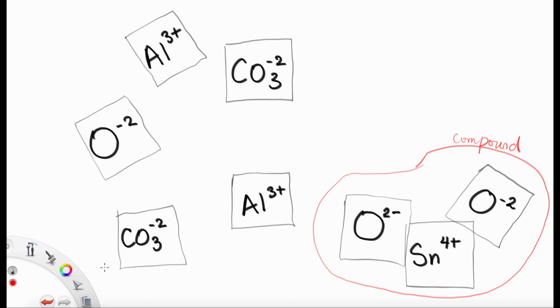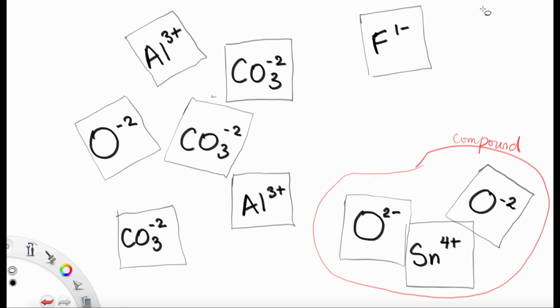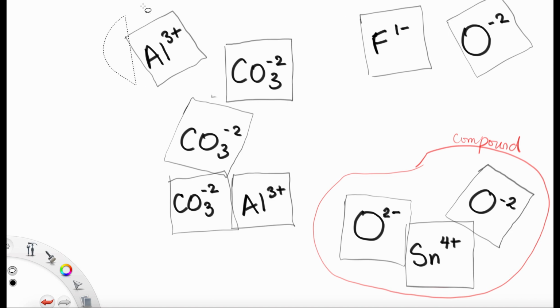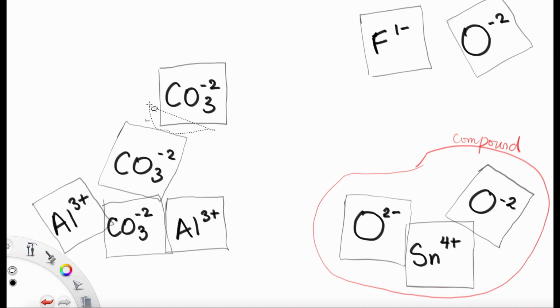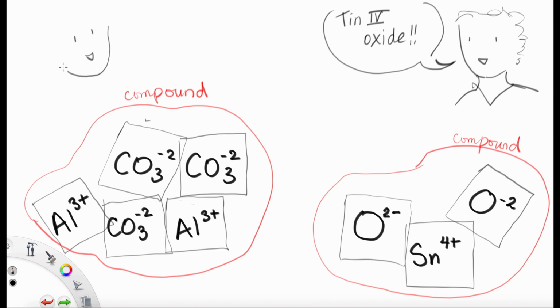And then if you flip more cards, then you can put the carbonates together with 2 aluminum cards, and all the numbers add up to 0. That's how you know it's a compound. This one's tin 4 oxide, and the other one is called aluminum carbonate.